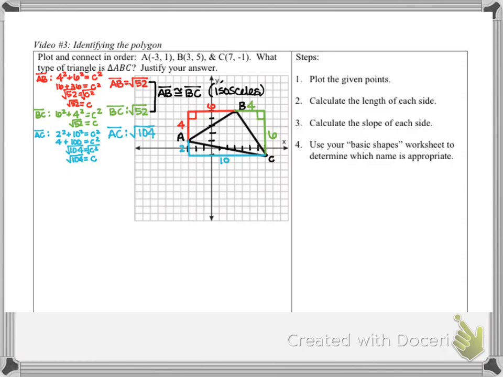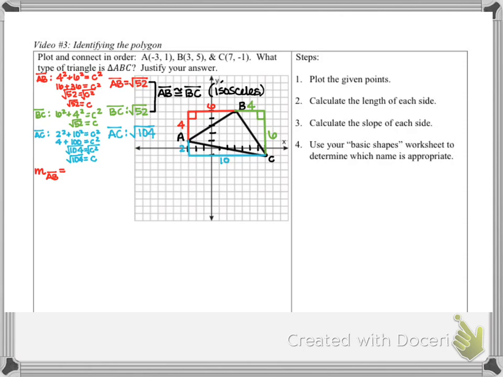But maybe there's more. So I'm going to go down to part 3, and this is calculating the slopes. So I'm going to go back to my color coding. This time I'm going to restart again with AB. So those are my distances. Now I'm going to do slopes. Remember, for slope, we use M. So I'm going to use the notation that I'm used to. So the slope of AB.